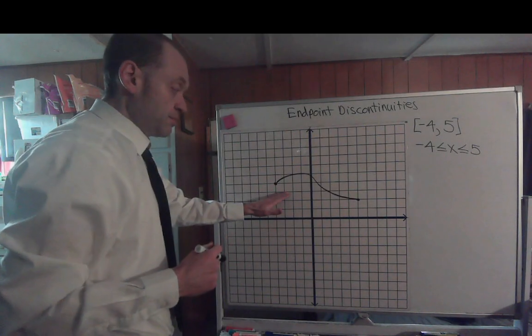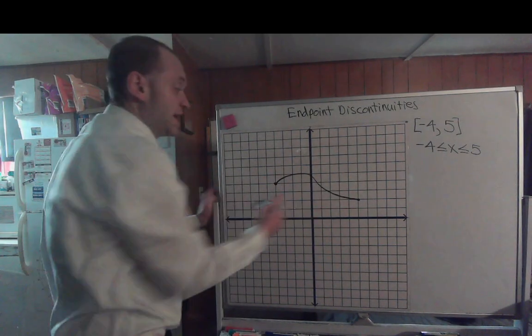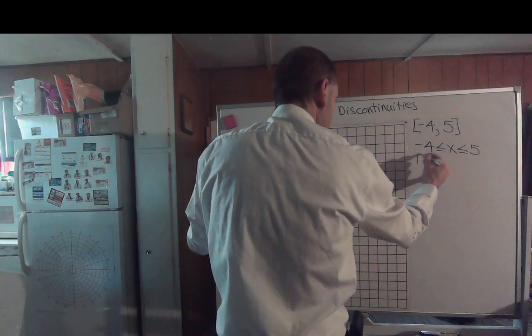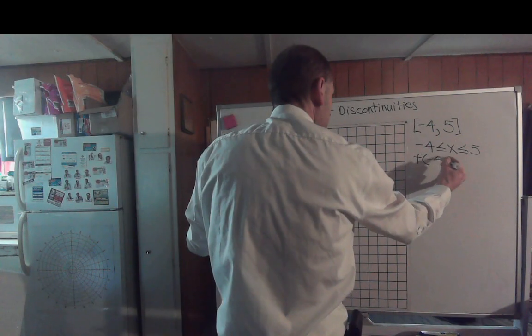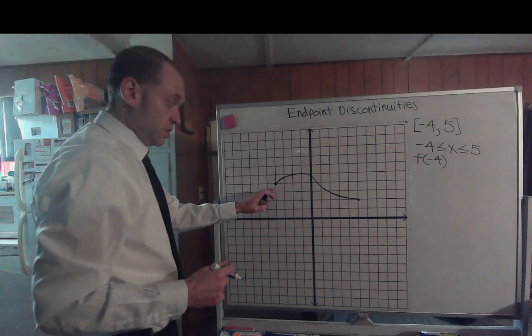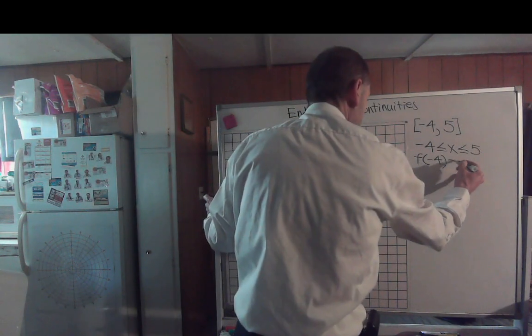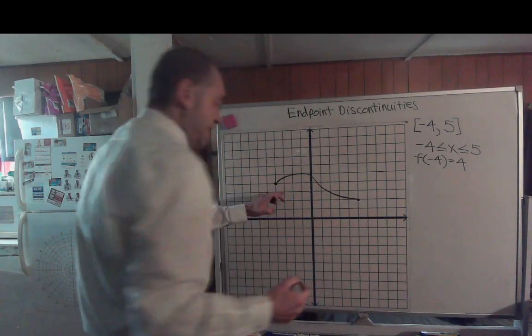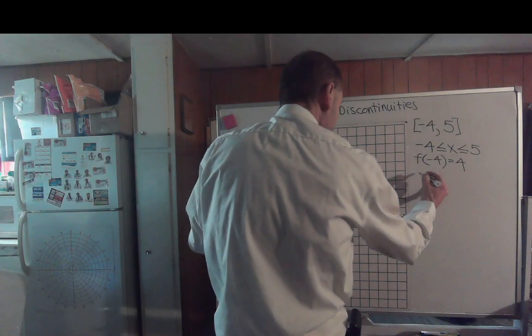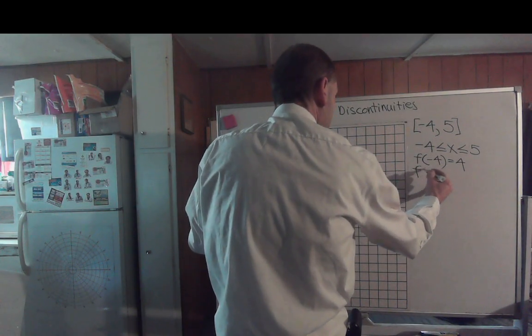Now, at the endpoints here, the good news is f of those values are defined. So, if I want to take f of negative 4, I could certainly find that. F of negative 4 gives me positive 4, because I have the solid dot. Those are defined. Now, what about f of positive 5?